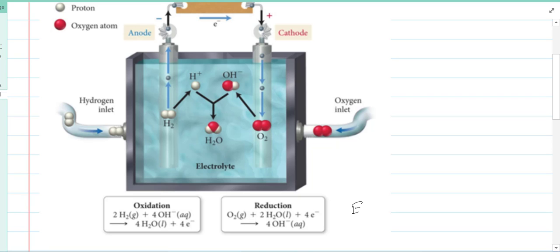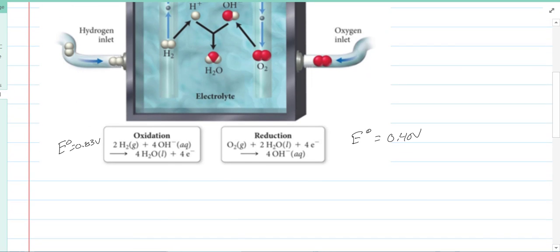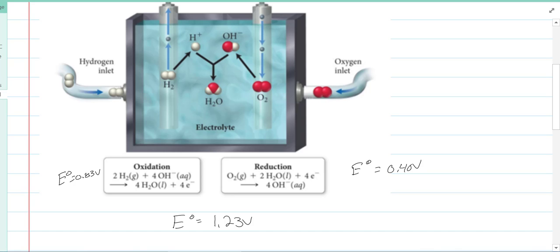And E cell is 0.40 volts. And the oxidation half cell is 0.83 volts. So the overall cell should be 1.23 volts. That's what we should get. Now, in practice, I don't think it's that much. I think we lose some due to heat, right, because of the resistance. And I think mass transfer is slow. I think it's kind of a kinetically slow process. So I don't think we actually get that much out. But that's a fuel cell.